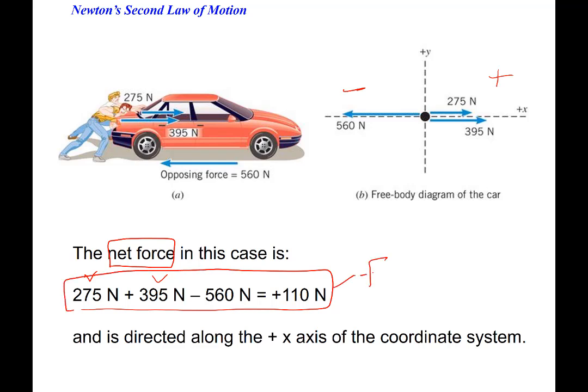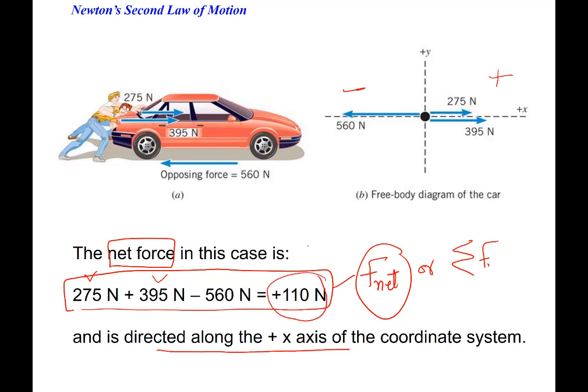This gives me F net. You can either write it F net, or you can write it as the summation of all the forces. I prefer to write F net, and it is directed along the x direction. If your answer came out positive, that means the object has more residual or net force in the positive x direction. If this value had come out negative, that means the opposite force was stronger than the combined force of push by these two people.